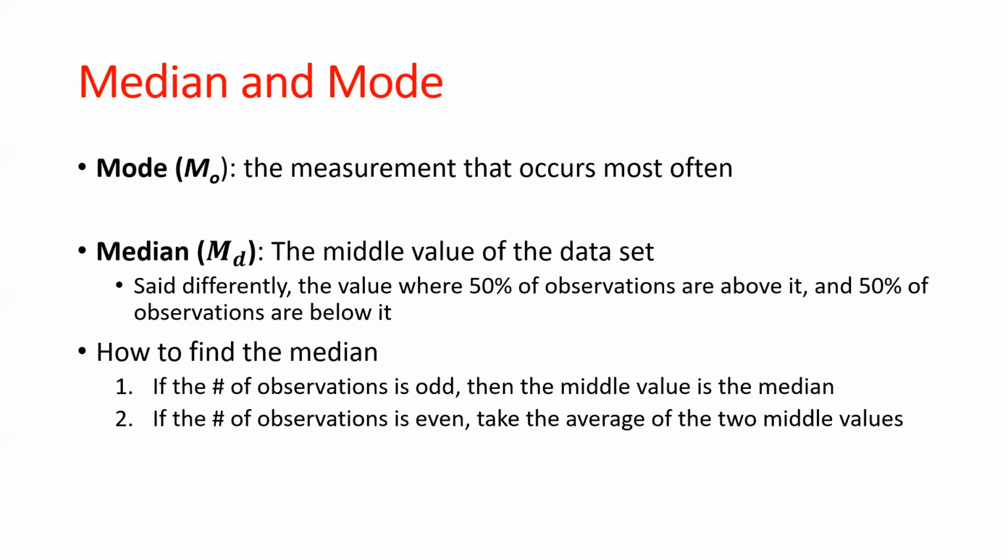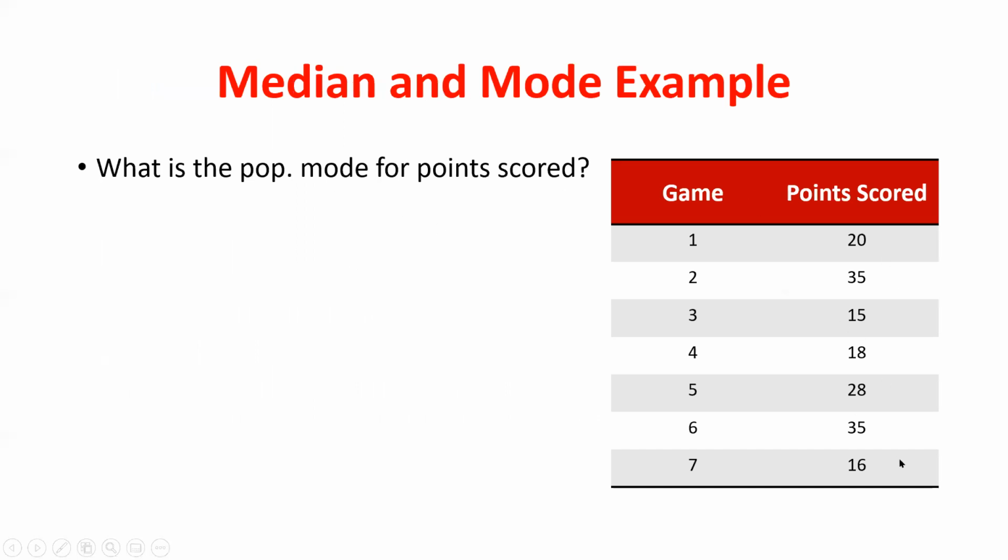Okay. Now we have some built-in functions in Excel that make this easy to do with big data sets, but we'll take a look at how we do this with small data sets. So here, if we use this point score data, what would be the mode? So this is going to be what happens the most frequently. This is kind of easy with a small data set here.